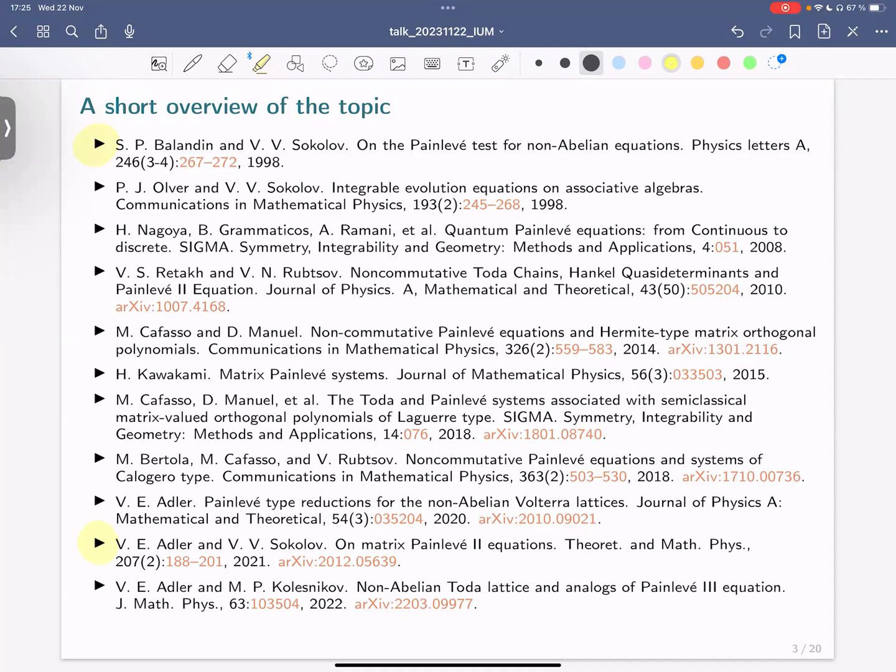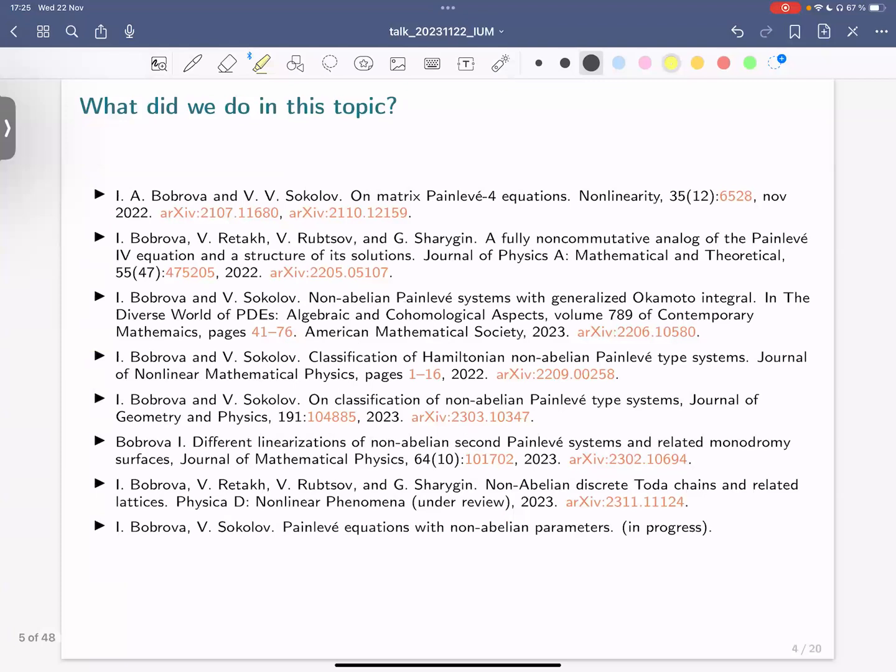In the matrix case, Painlevé equations were obtained by Kawakami. He considered Schlesinger type isomonodromic deformations, by which he obtained the sixth Painlevé equation in the matrix case, and then reduced it to lower Painlevé equations, and many other things. Well, in this topic we also classified the matrix Painlevé equations. We study the Painlevé 4 equation and its quasi-determinant solutions, and I will describe what that is a little bit later.